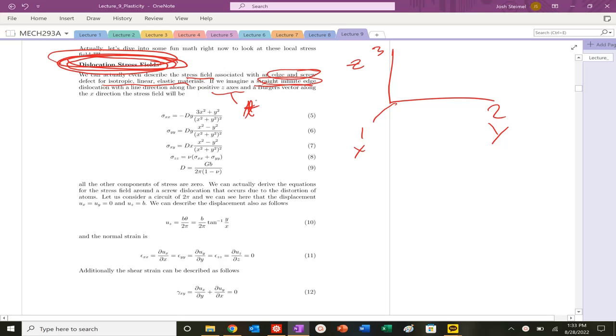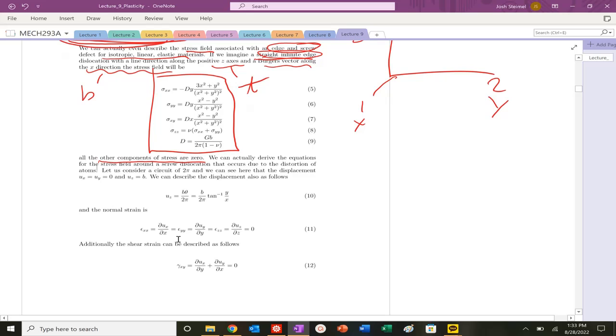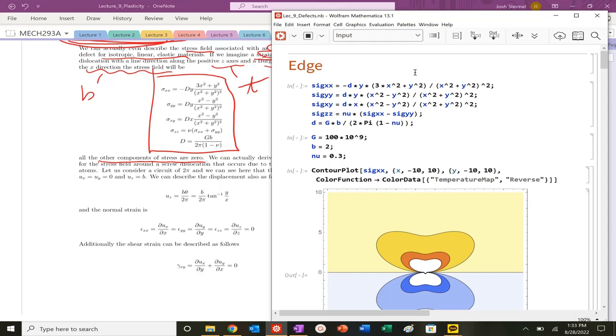So if those conditions are met, we can describe the stress of our edge dislocation as follows. We can see in the stress tensor, with the tangent vector along the 3 direction and our Burgers vector along the 1 direction, we have a combination of some normal stresses, and we also have some shear stress values as well. But every other component here is going to be 0. So we can actually visualize what this looks like.